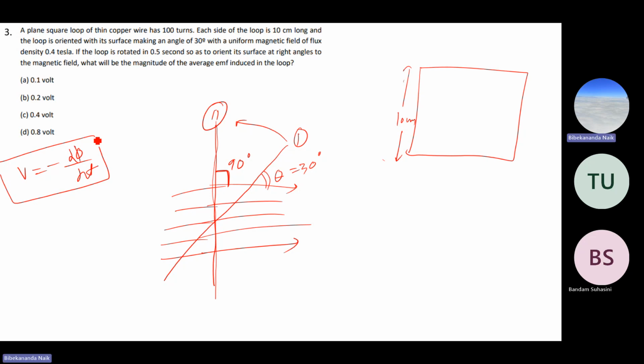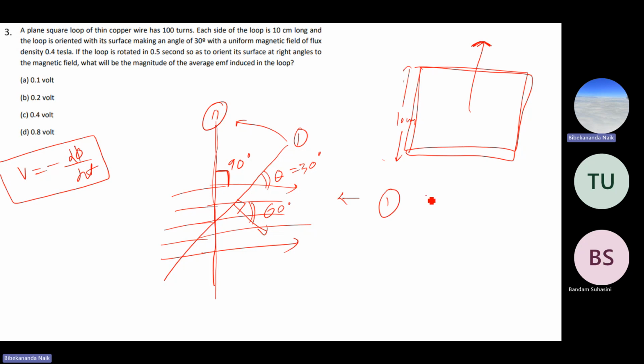Now if you see, the loop is rotated in 0.5 second to orient its surface at right angle to the magnetic field. Suppose this is the circular loop. Now the area vector will be perpendicular to this plane. So if in this case theta is equal to 30 degree, the angle with the surface is 30 degree, and the total is 90 degree, so this angle will be 60 degree.